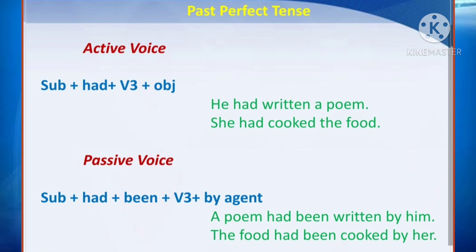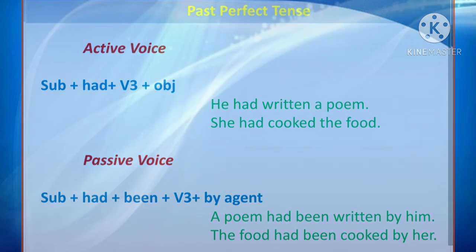Here in passive voice, the subject is a poem plus had plus been plus written. Written is a V3 form plus by agent, that is by him. Next, the subject is the food. The food plus had plus been plus cooked. Cooked is a V3 form of cook plus by agent, that is by her.